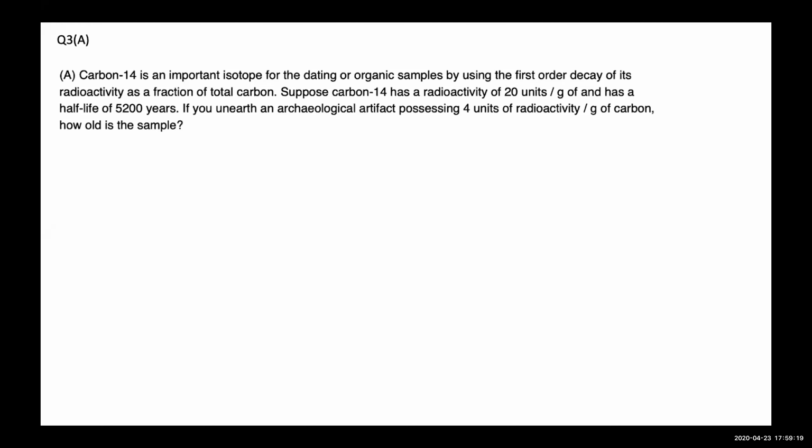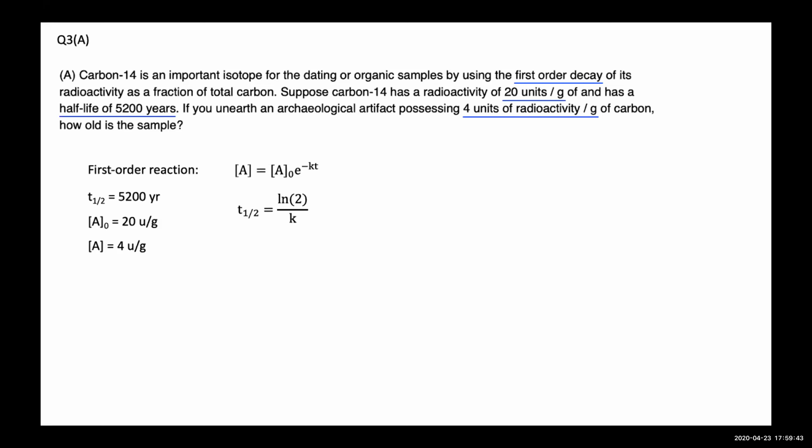So we're told that this is a first order reaction, which means that we can use the integrated rate law here and the corresponding equation to find the half-life. The half-life is 5,200 years, the initial concentration is 20 units per gram, the current concentration is 4 units per gram, and we're told to find the time. So we pretty much have everything we need to solve this. We just need a way to relate the half-life to the general integrated rate law. The first thing you can do is solve for the rate constant using the half-life equation.